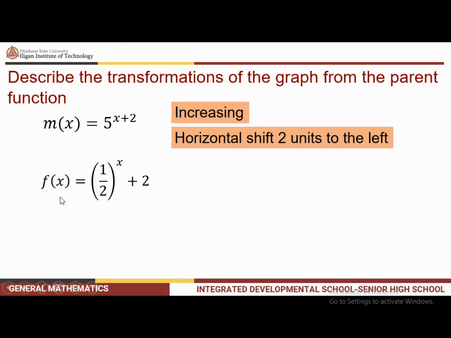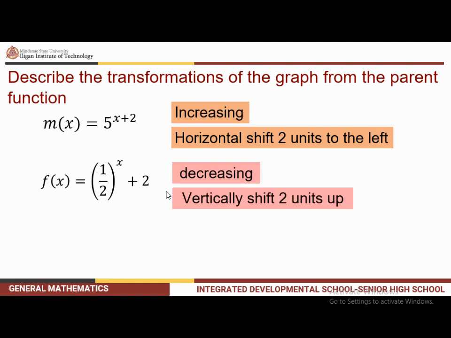For function f, when you have 1/2 to the power of x plus 2, it means we observed that our base is 1/2. So therefore, increasing or decreasing? This is decreasing. Then you have a plus 2 here. So that means you have a vertical shift of how many units? 2 units up, because our d here is greater than 0.